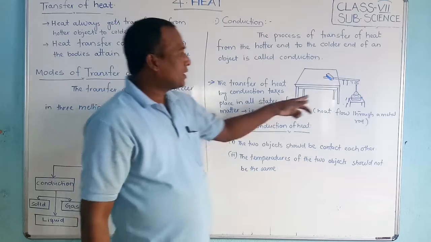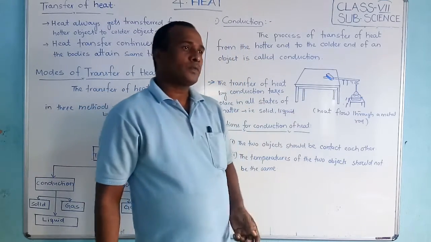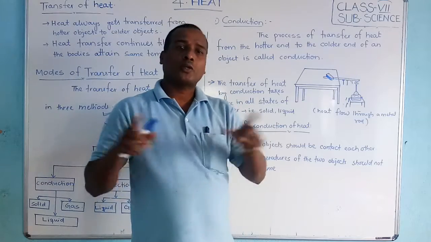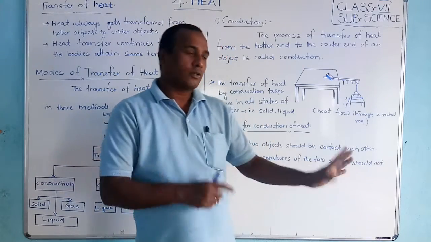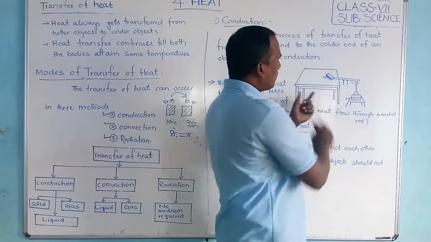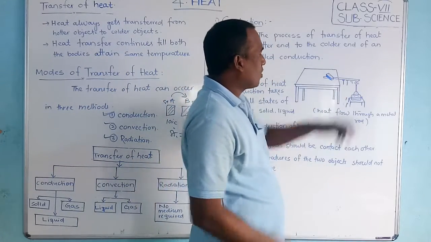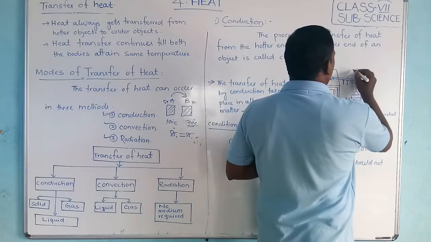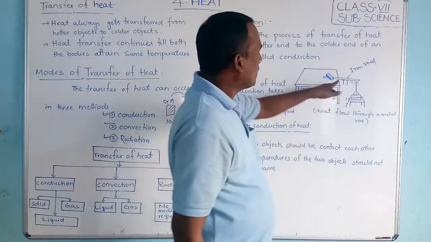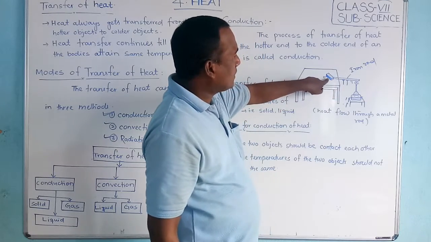Students, observe that here I have drawn one picture. You can also do this at home, and tomorrow, if possible, I will show this activity also. Observe: here I have taken one table and one iron rod. This iron rod I kept on the table and kept on a brick.